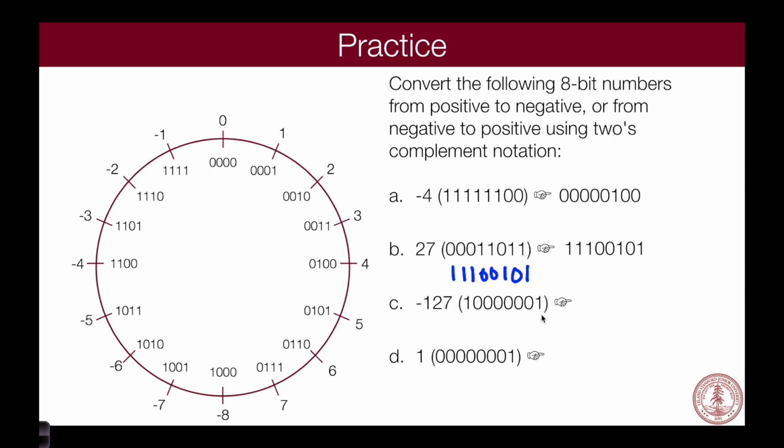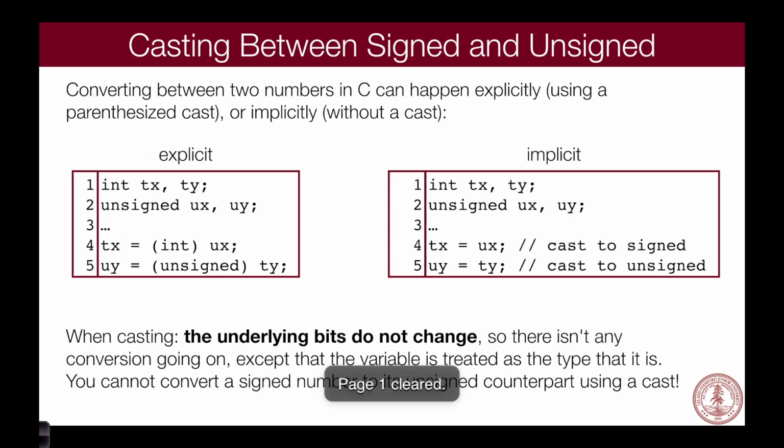How about negative 127? Write down the 1, then flip everything else: 1, 0, 0, 0, 0, 0, 0, 1. That's negative 127, or that's positive 127 now, negative to positive. And then 1, we already said that negative 1 is going to be all 1s. The easiest way to do this, again, write down a 1 and flip everything else: 1, 1, 1, 1, 1, 1, 1, 1. That's negative 1 in 2's complement notation. Negative 1 is all 1s. All right, so that's some practice.